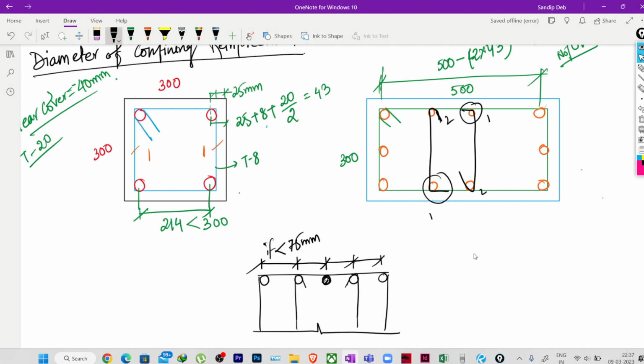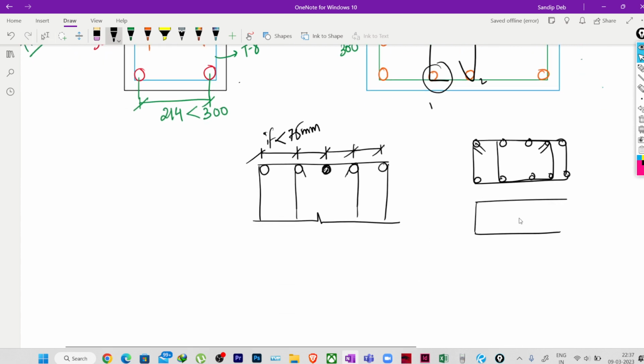So maybe what you can do, suppose you have like this, so this is one bar, obviously we need to provide. What you can do, rather than providing individual links, you can provide another link, a total link like this. Or the second case you can do like this. So you can do like this also.